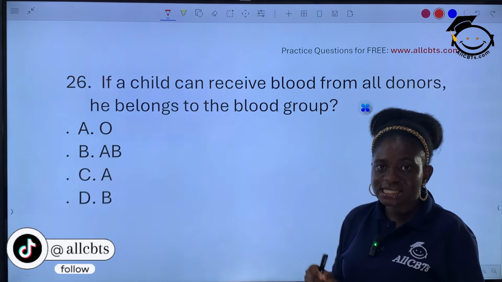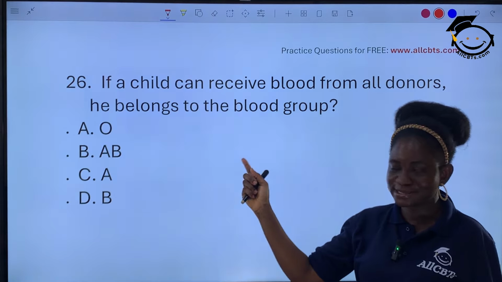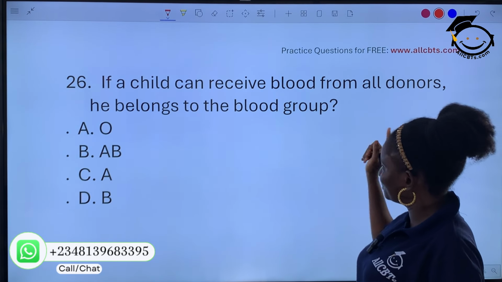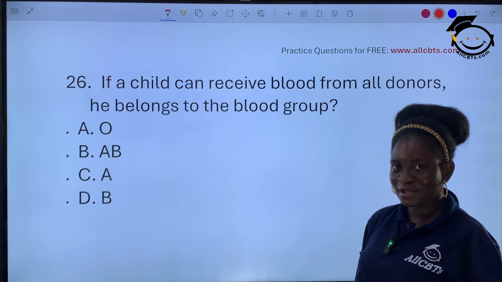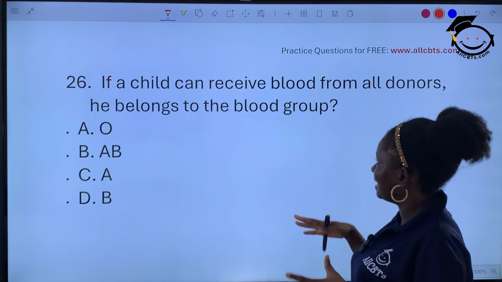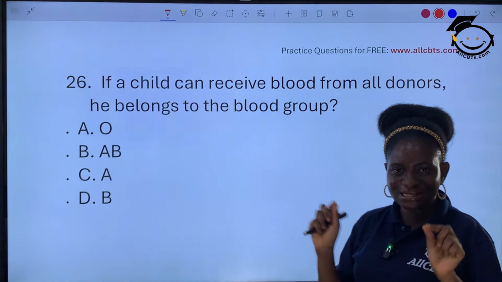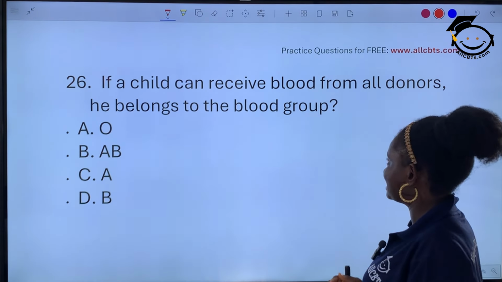Question 26. If a child can receive blood from all donors, it belongs to the blood group... We've answered this question earlier, but they altered some things. But you just have to understand it.